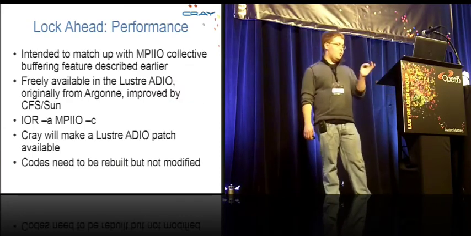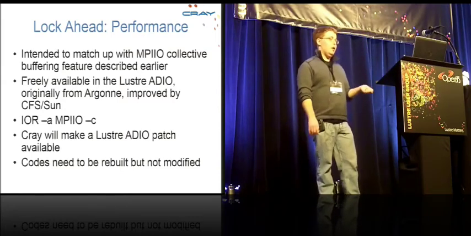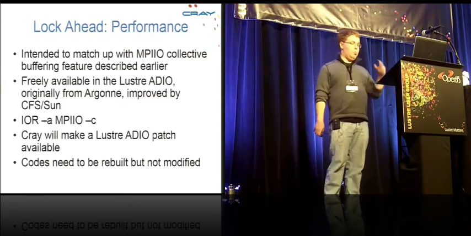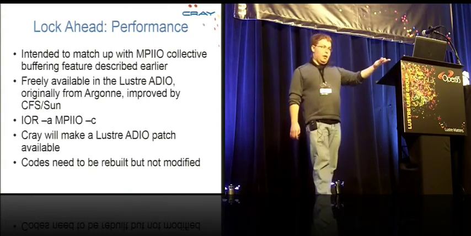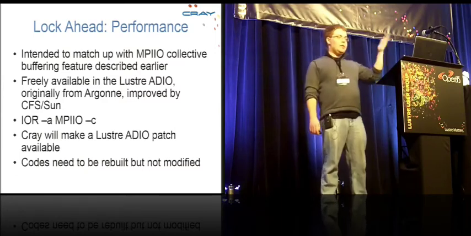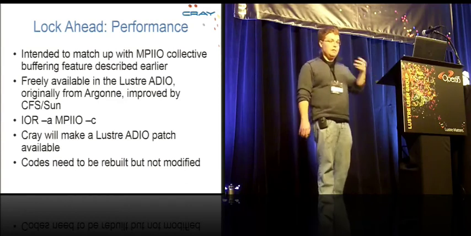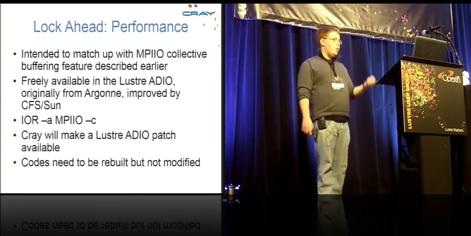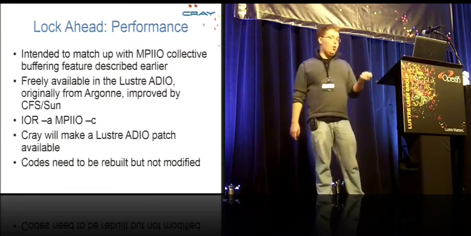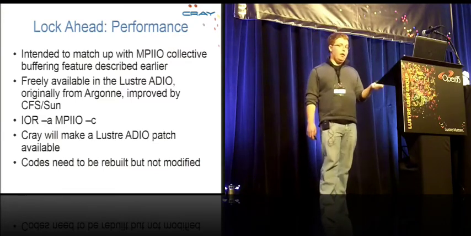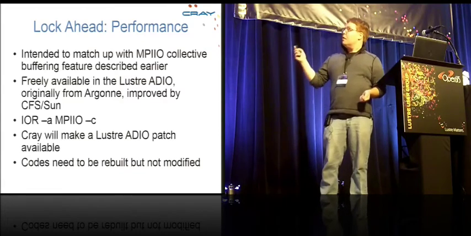So like I said, this feature is intended to match up with the MPIO collective buffering. That's a freely available feature in the Lustre ADIO, which is part of the MPIO library. And you can see that's how you run it with IOR: you specify MPIO and C for collective buffering. Cray is going to make an ADIO patch available once this is advanced enough that it's ready. You will need to relink your codes against the new library, but any code that was already set up to do collective I/O through MPIO does not need to change to take advantage of this.